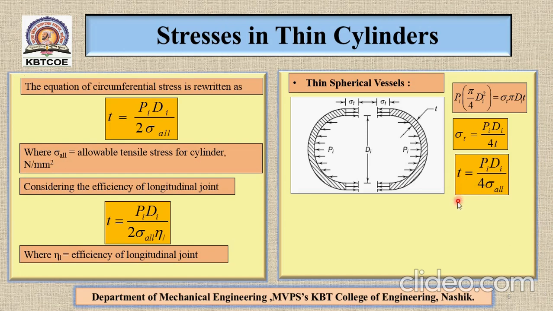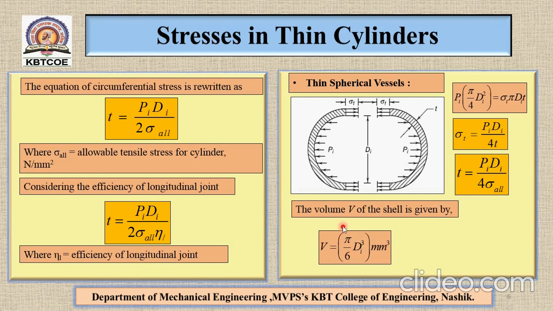So thickness of this spherical vessel is given by T equal to Pi into Di upon 4 sigma allowable. The volume V of the shell is given by the relation V equal to in bracket pi by 6 into Di cube, and the diameter of this spherical vessel is given by the relation Di equal to in bracket 6V upon pi bracket raised to 1 by 3.